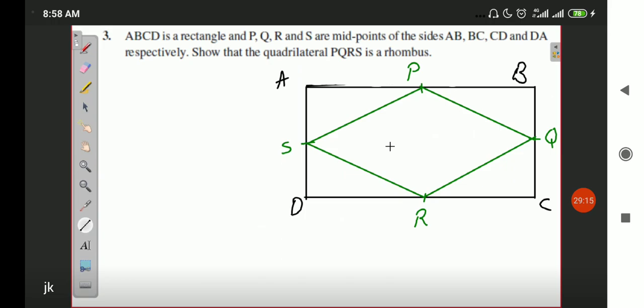So once again you can try to prove any of these three things. All of these are sufficient to prove that this parallelogram is a rhombus. But what I am going to do is prove that adjacent sides of this parallelogram are equal, therefore it will become a rhombus. Because according to me, that is the simplest approach.